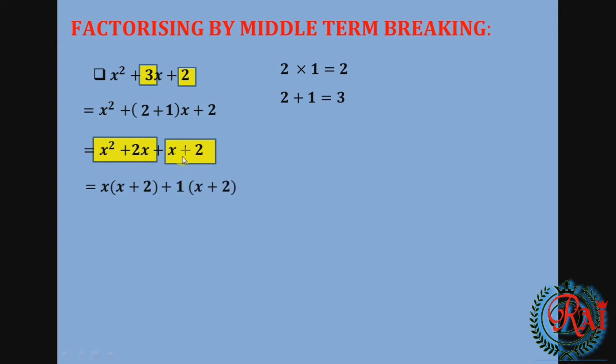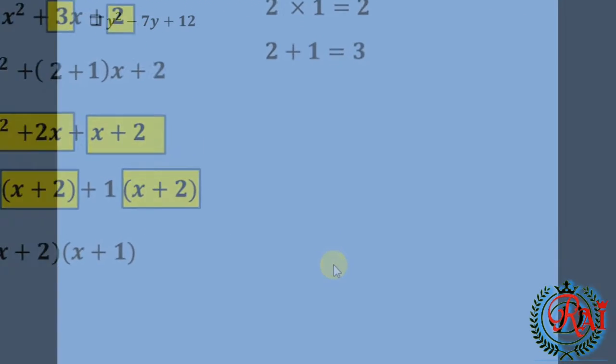1 is common in these two terms, so we'll write 1 and x plus 2 inside the bracket. Now if we check this line, we will find x plus 2 and x plus 2 common, so we'll take x plus 2 common out and x plus 1 remains inside the bracket. This is your final answer.